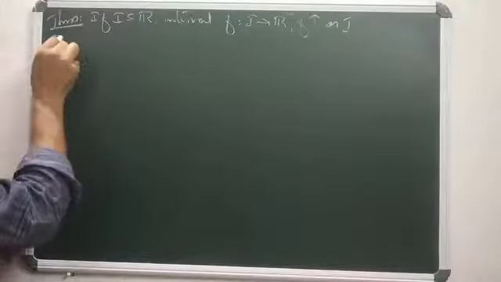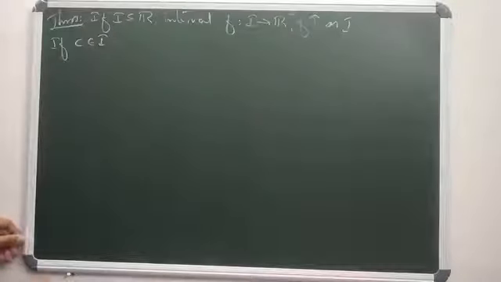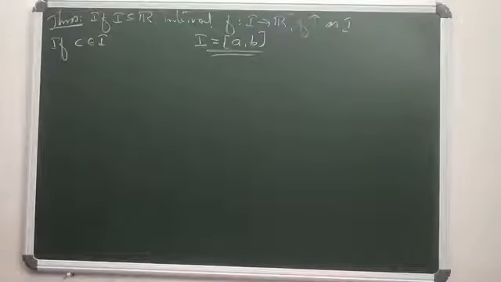If c falls in I, where I equals the closed interval [a, b], c falls in I means either c is the left-hand point, or c is the right-hand point, or c lies in between a and b. Maybe it is a, maybe it is b, or maybe it differs from a and b but lies in between a and b.